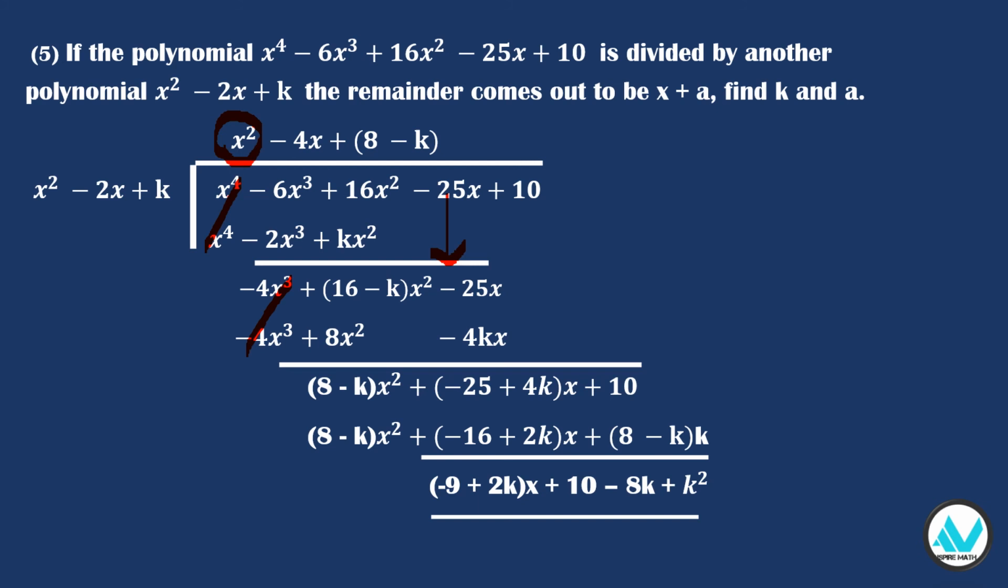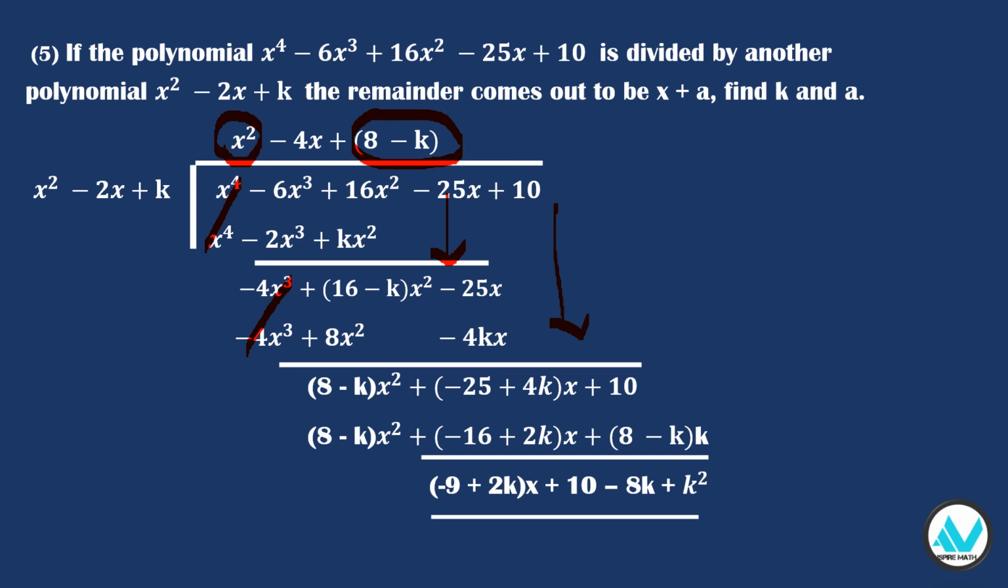Now let me bring down the 10. So I am bringing down the 10. I get 8 minus k x square plus minus 25 plus 4k x plus 10. Now what if I multiply with x square? I get 8 minus k x square. Naturally, if you multiply 8 minus k, I will get 8 minus k x square.